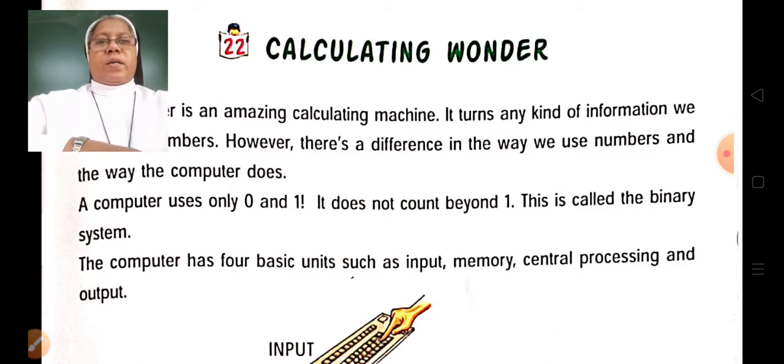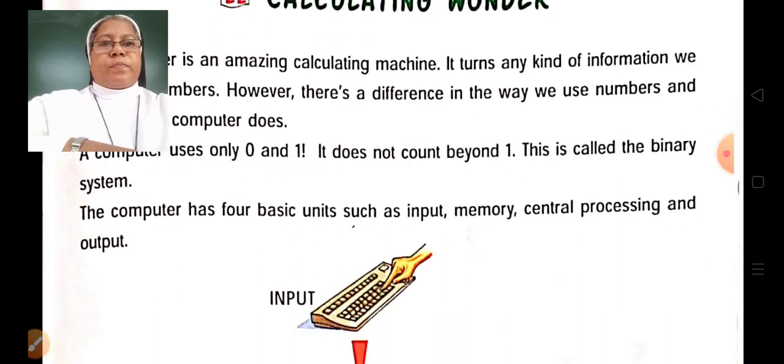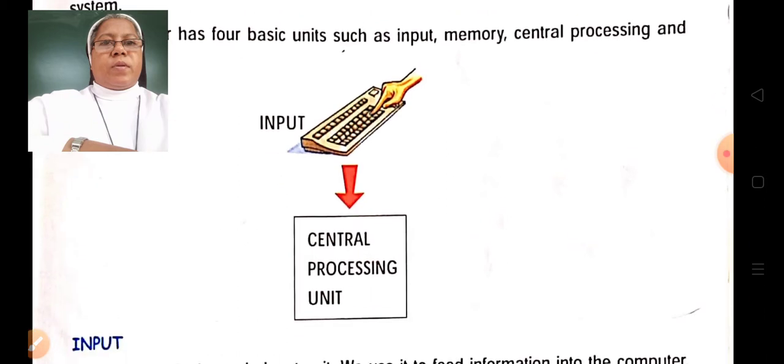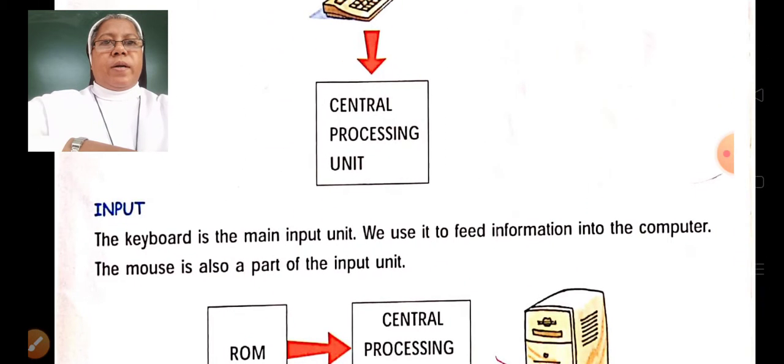The computer has 4 basic units such as input, memory, central processing and output. That picture is already shown there. Input, central processing unit. And then we are going to learn one by one.